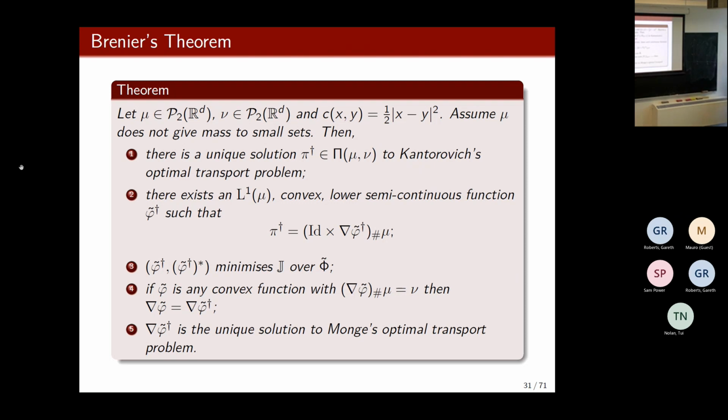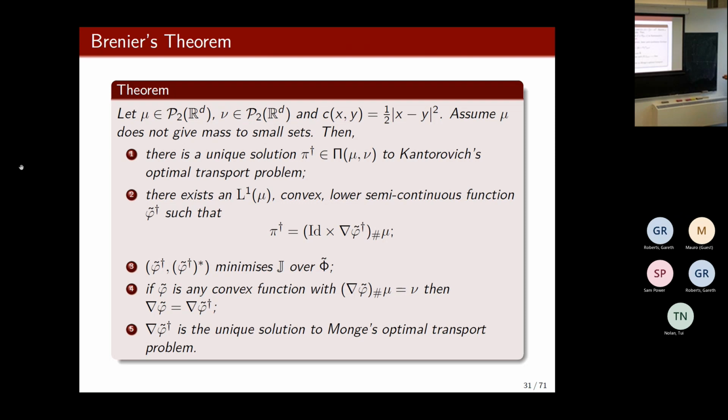This is something where we had existence before, and now the only strengthening is to have uniqueness. Again, this is just strict convexity. The second thing is that there exists an L1 convex lower semi-continuous function, phi tilde, such that pi dagger is just the identity cross the derivative of phi tilde dagger, pushing forward the measure mu. Again, this is just the Knott-Smith optimality criteria from a couple of slides ago.